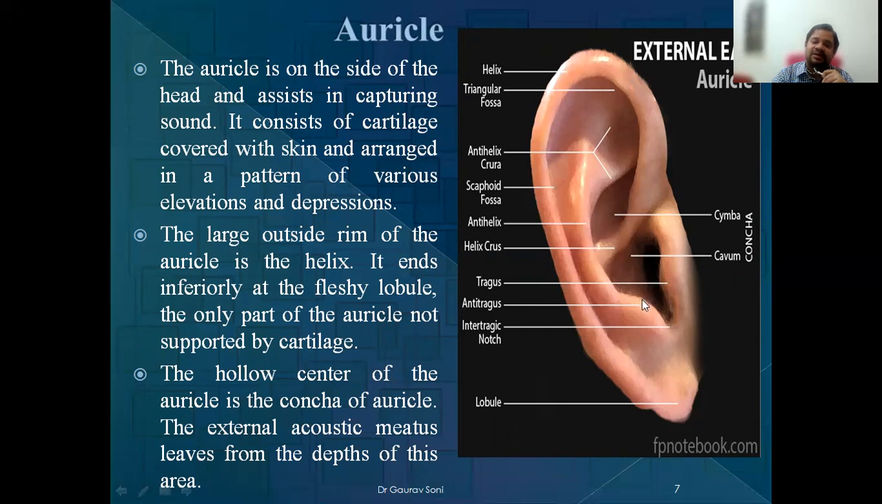Opposite to it, there will be the antitragus. The joining area will be the intertragic notch. But this is the lobule. The concha part is specifically divided into two parts. One is the cavum. Cavum is cave, meaning it is the opening of the cave, that is the external acoustic meatus. And one part is the cymba.